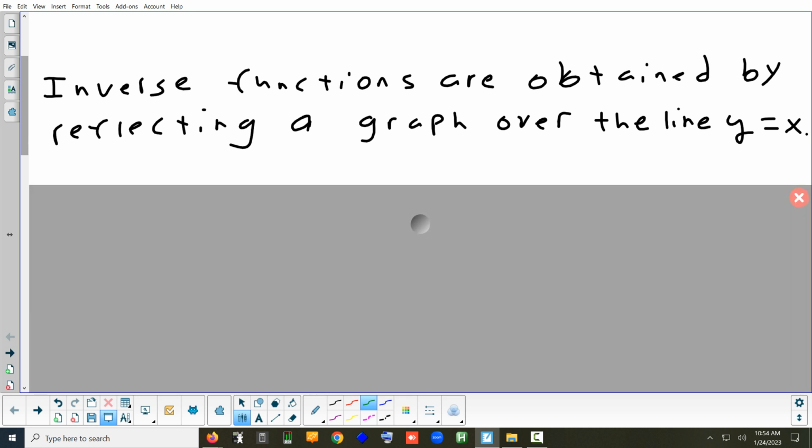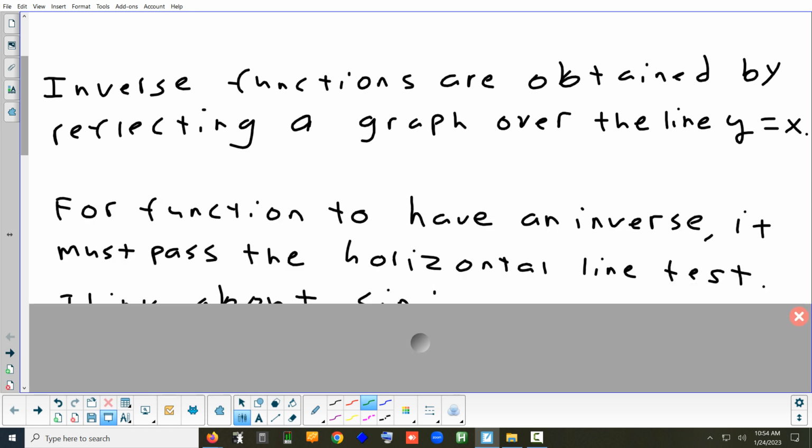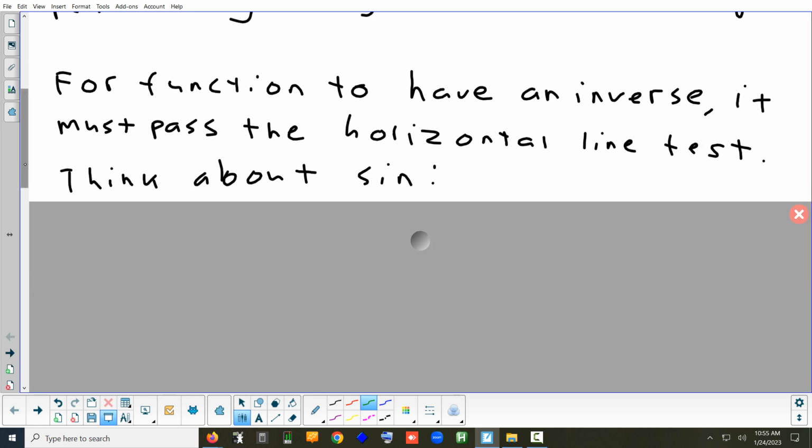Now, in order for a function to have an inverse, it needs to pass a certain test. It's kind of like the test that we use in Algebra 1 when we ask if something is a function. That's called the vertical line test. The vertical line test says that if you draw something, and you put a vertical line in it, and it only hits it once, then the graph you're looking at is a function. In order for a graph to have an inverse, it needs to pass what we call the horizontal line test.